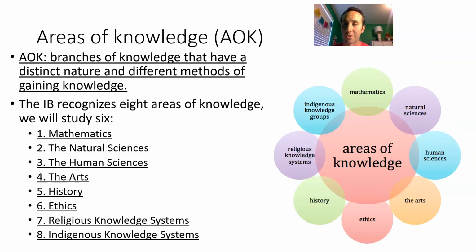Next round, we've got areas of knowledge, or AOK, and these are the branches of knowledge that have a distinct nature and different methods of getting knowledge. In some ways, these are kind of like your class subjects, but they approach how to know a thing a little bit differently. The mathematical way of thinking is going to be a little bit different than the artistic way of thinking or the ethical way of thinking. It's the same ideas, same ways of knowing, just a slightly different approach, and they're going to have their unique vocabulary. There are 8 areas of knowledge. We're going to focus on 6. We're going to really know 6, and we'll have a passing knowledge of the other 2. This includes mathematics, the natural sciences, the human sciences, the arts, history, ethics, religious knowledge systems, and indigenous knowledge systems.